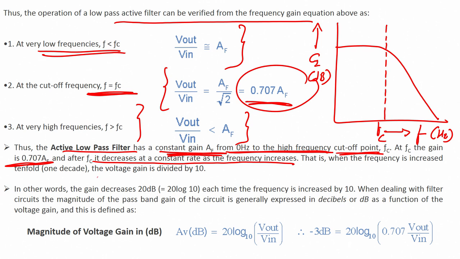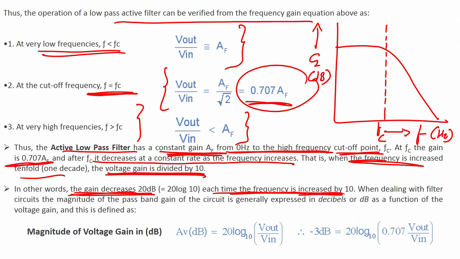So, when the frequency is increased tenfold, that is, the voltage gain is divided by 10, at that time the gain decreases at a constant rate. In other words, the gain is decreased by 20 decibels each time the frequency is increased by 10.